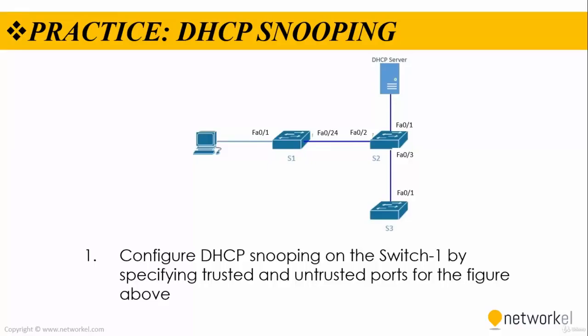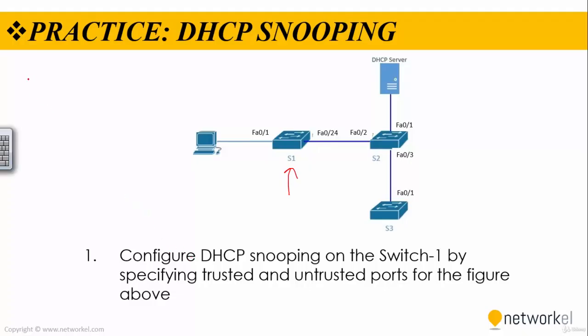In our next section, we are going to make a practice lab example on the Packet Tracer about DHCP snooping. We just have one step to accomplish, and it's telling us to configure DHCP snooping on Switch 1 by specifying the trusted and untrusted ports for the figure above.